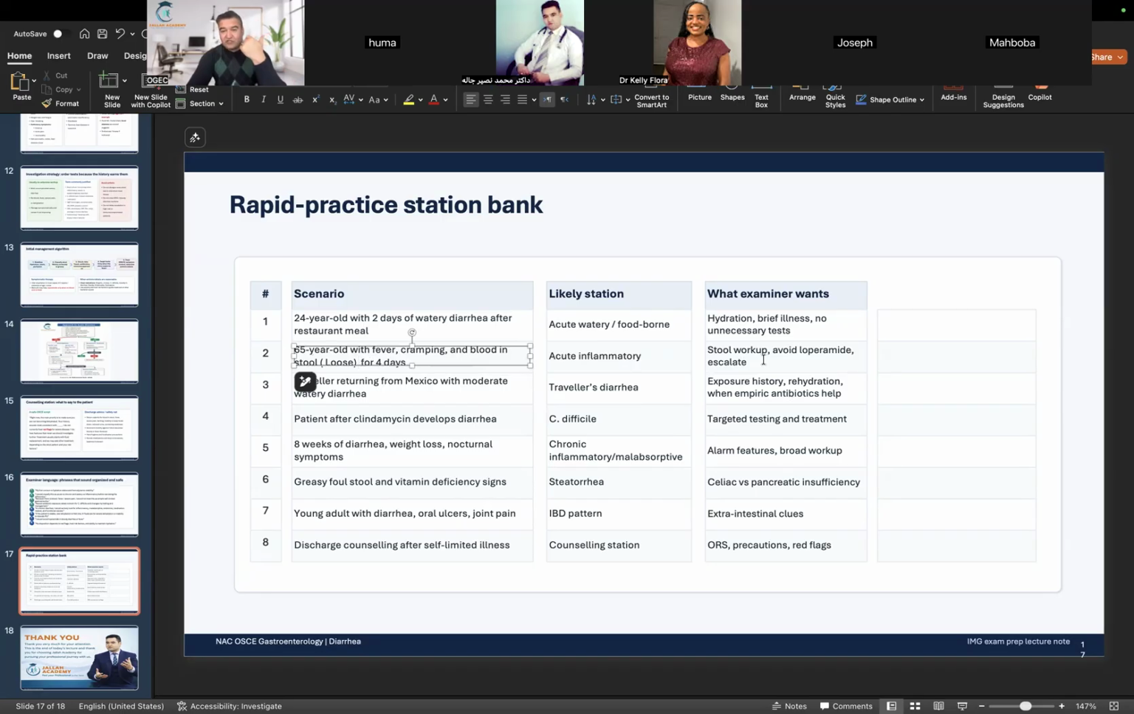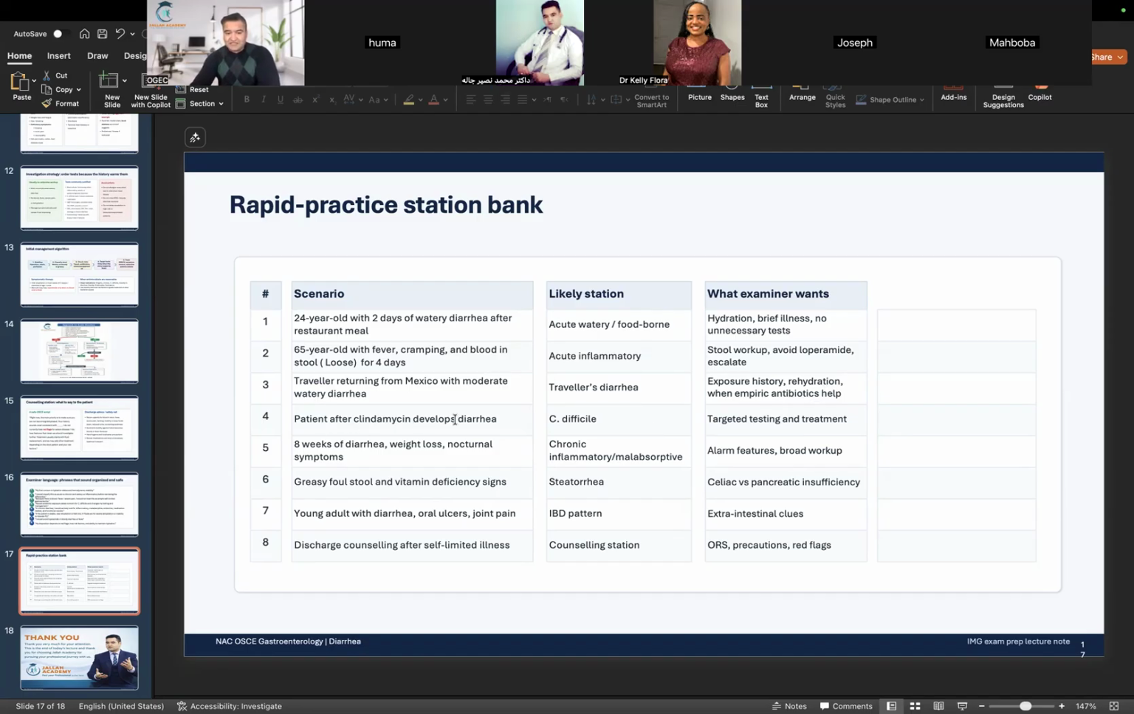So it is inflammatory. It means I have to do a blood culture and some stool workup. But at the same time, I have to make sure that I do not use an anti-diarrheal agent like loperamide, right? Now, another station, a traveler returned from Mexico with moderate watery diarrhea. What is it? Traveler's diarrhea. Exposure history, dehydration, and when empiric antibiotics help.